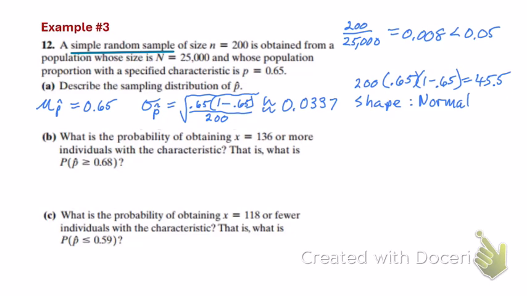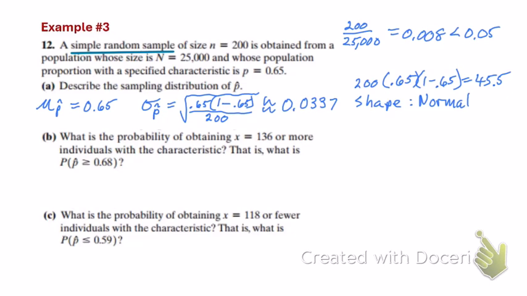Now we get into a probability idea. What's the probability of getting 136 or more individuals with this characteristic? Whatever it is, they don't tell us what the characteristic is here. It could be people with earrings out of a population. Who knows?